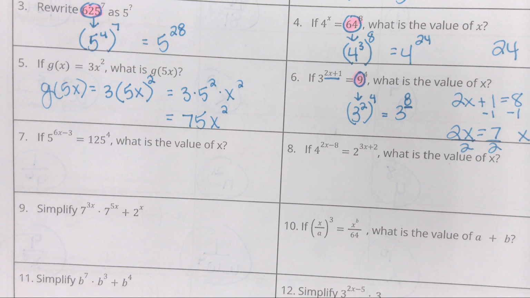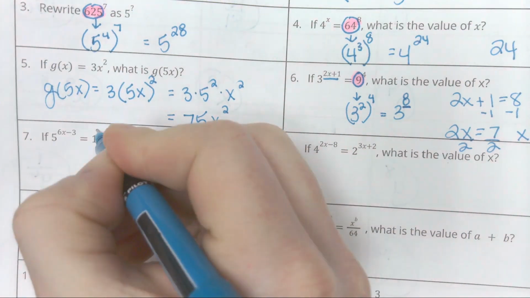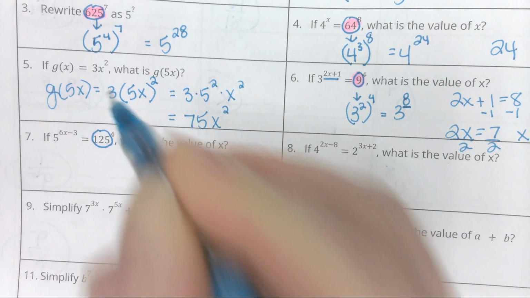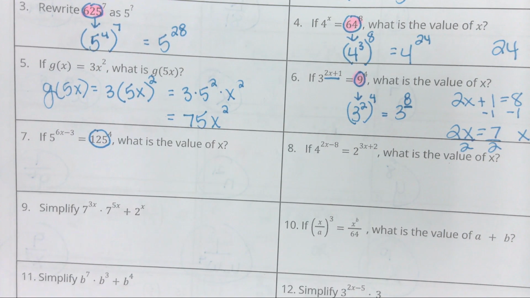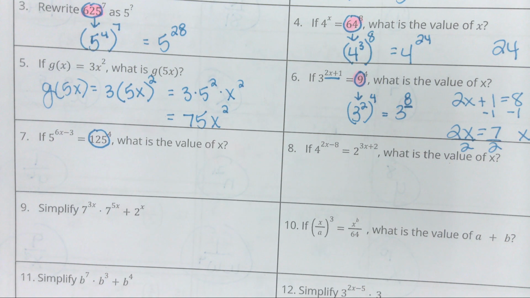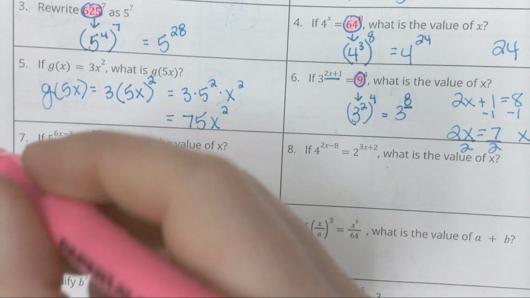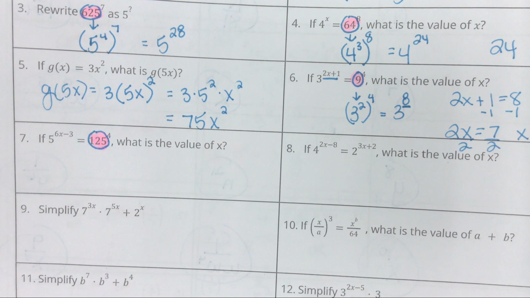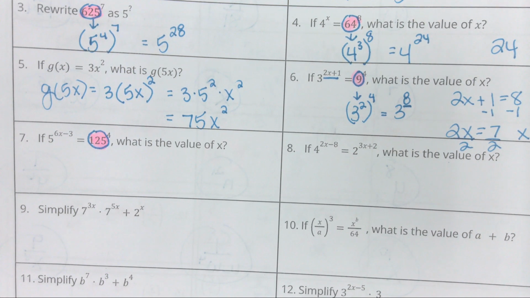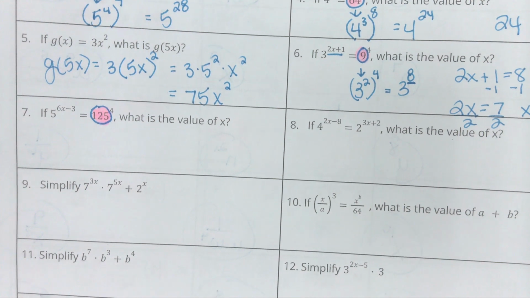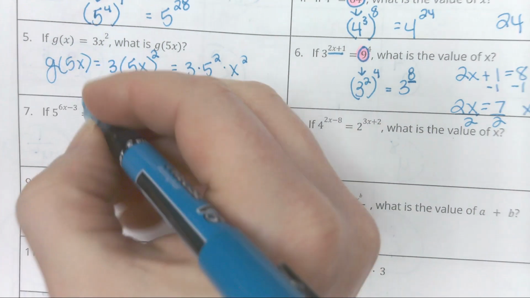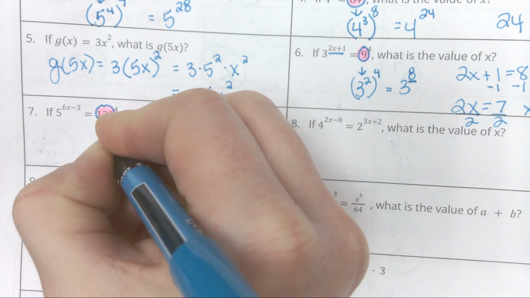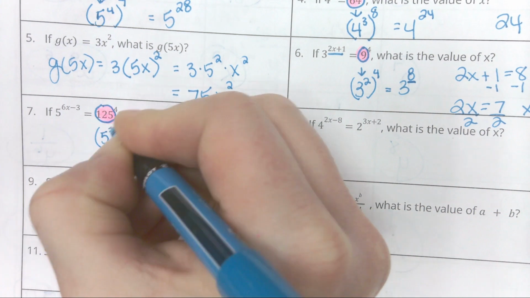Which of the numbers am I going to rewrite? The 125. A little hint to you guys: if I start messing around with exponents, just focus on the bases and figure out which one you're going to rewrite first, and then a lot of times you're going to figure it out. Do you know what 5 to what exponent is 125? 5 to the 3rd. So I'm going to rewrite this side as 5 to the 3rd, and then I have a 4th.